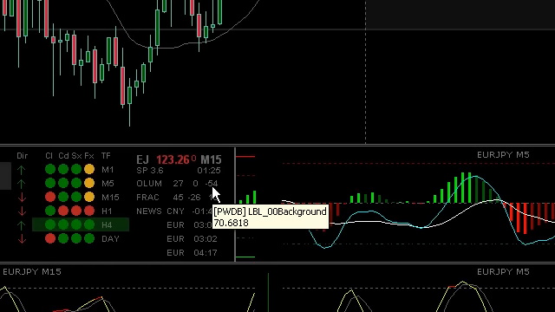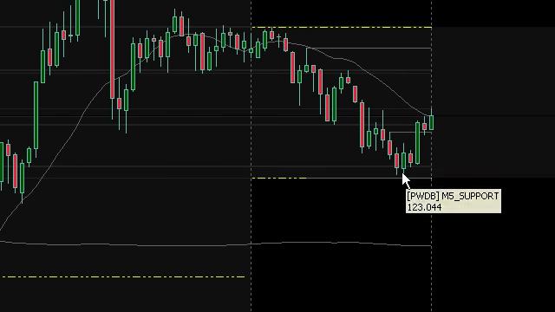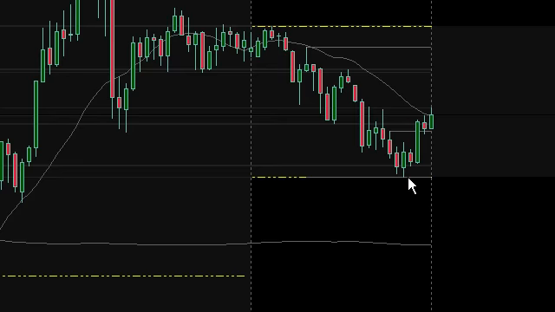That moving average is 54 pips below me, and the other moving average is right on the money, right where we are right now. The other thing I want to know is, where is the previous swing low? Well, the previous swing low is right here. Previous swing high is right there.